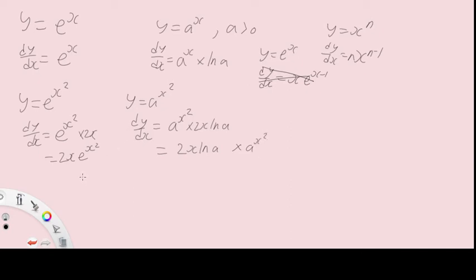And we're able to arrive at this general formula. So we have y equals a to the power of f(x). The derivative would then be f prime of x times ln a times a^f(x). And this is how we differentiate exponentials of the form a to the power of x.